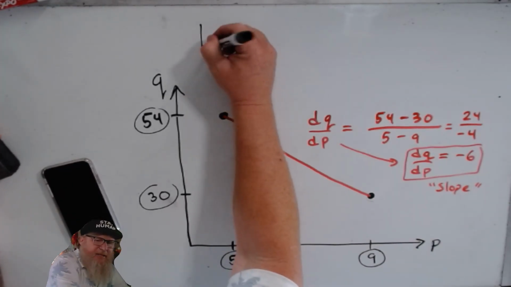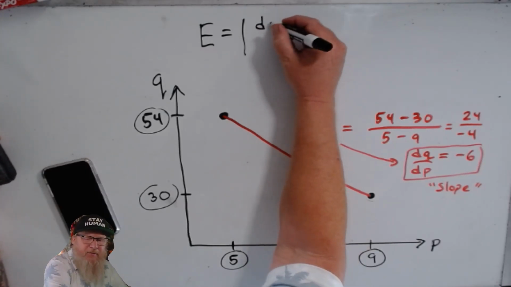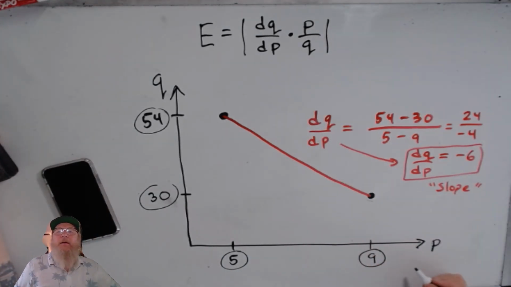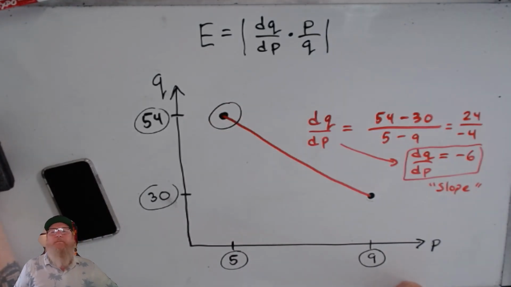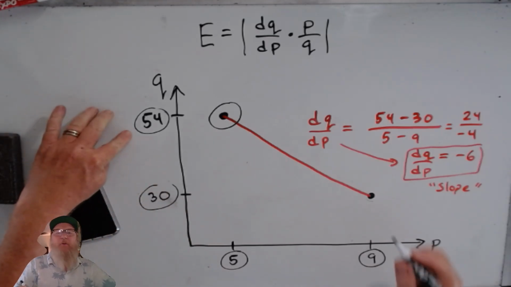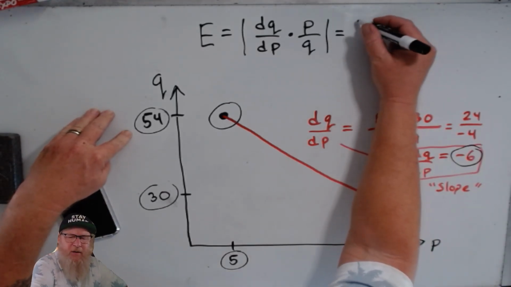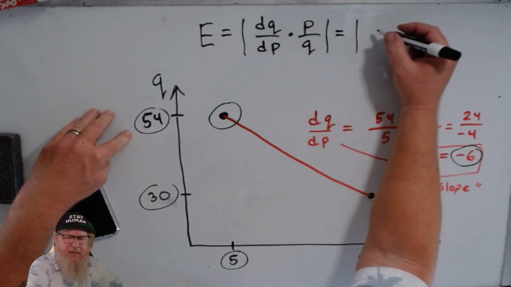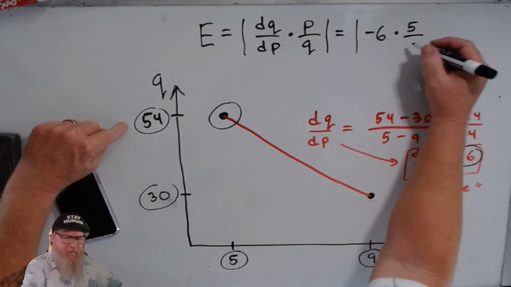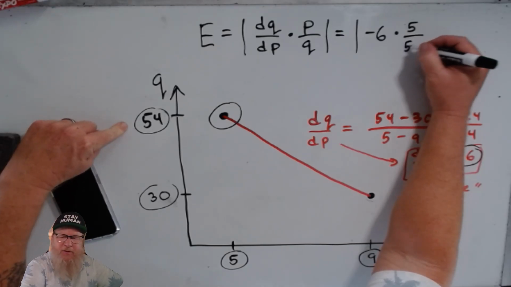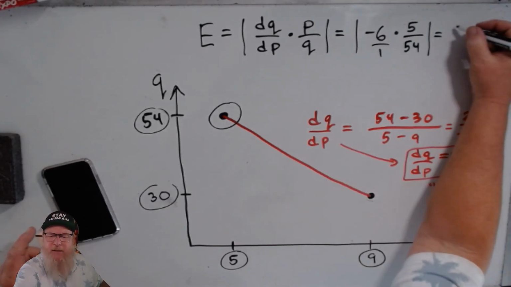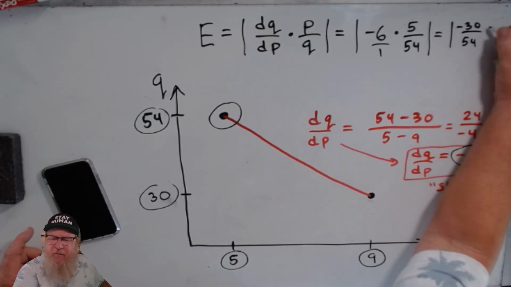So elasticity is the absolute value of dq/dp times p over q. Let's choose that price there. For p equals 5, our q is 54. And then the slope is going to be -6 no matter what point we use on this particular graph. So for the dq/dp, we have -6. That's our slope, times the price, which is 5, over the quantity, which is 54. Again, the slope is technically -6 over 1, although we just write it as -6. So that would be the absolute value of -30 over 54.